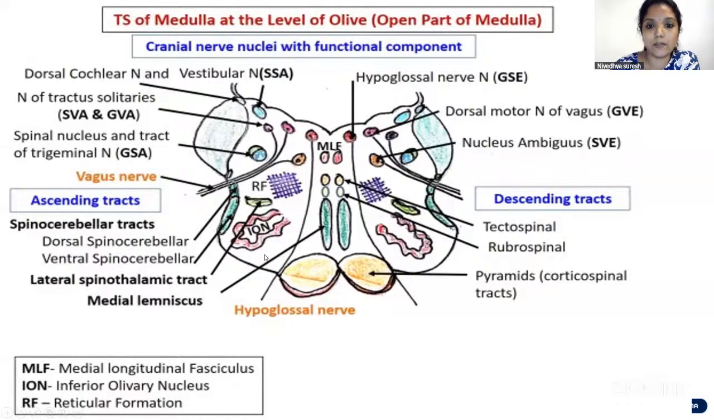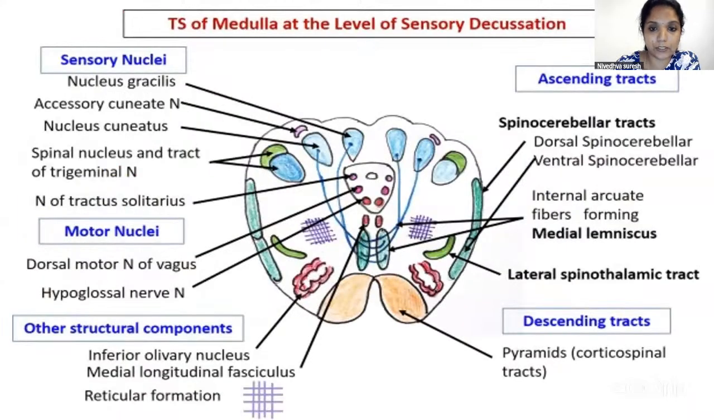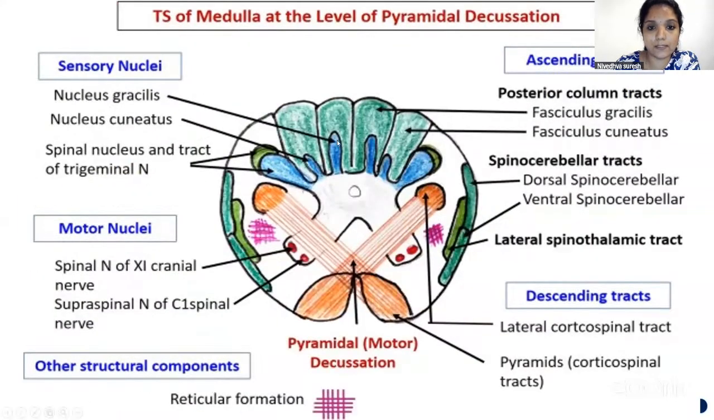See, this is the lower level. What things can we see in the cross section along the lower level? The nucleus gracilis, nucleus cuneatus, and the fasciculus gracilis, fasciculus cuneatus, and this is the spinal nucleus, and this capping is called the tract of the trigeminal nuclei. And of course, we can see the pyramidal decussation. After the crossing over of the pyramidal fibers, it will form the lateral corticospinal tract. Then we can see the reticular formation and the ascending tracts.